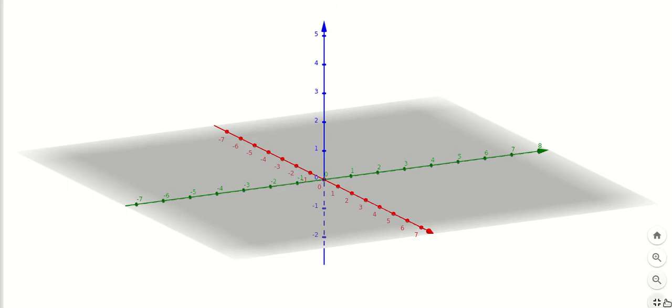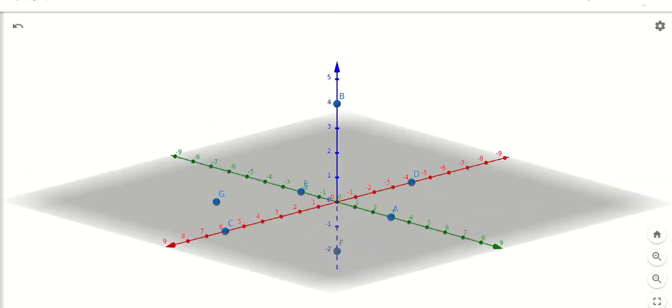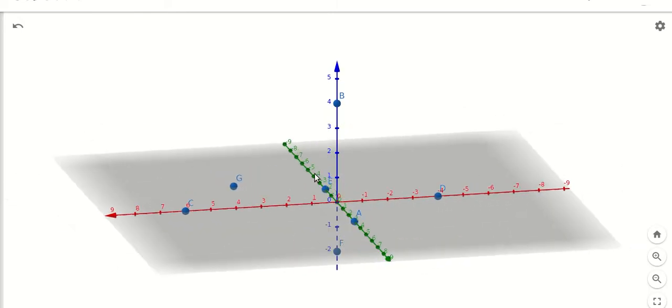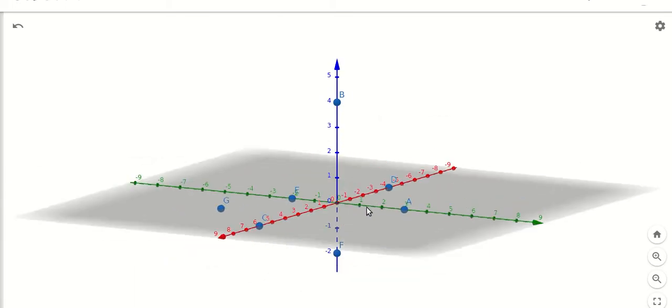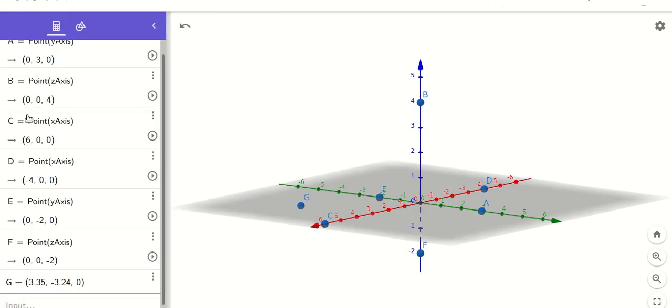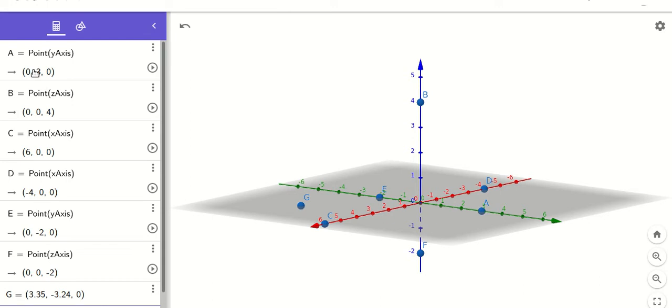So let's look at these points. Here you can see this point A is along the y-axis, this point C along the x-axis, and this point B on the z-axis. So what is the coordinate of C? We can see that the coordinate of C is 6, 0, 0, the coordinate of B is 0, 0, 4, that is on the z-axis, and the coordinate of A is 0, 3, 0, that should be on the y-axis. So x, y, and z.